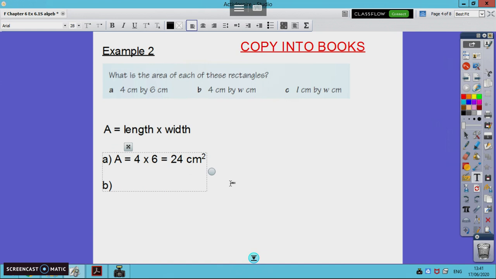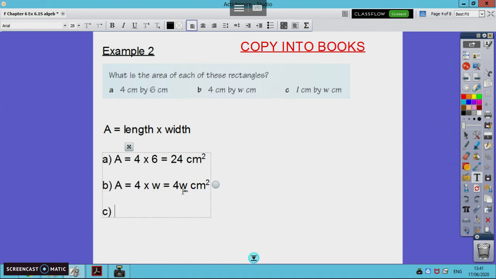Part B. Now look, we don't know what the width is. 4 times W, we don't know what that is. So we've got to find an algebraic expression or formula instead. So the area is going to be 4 times W, which we know is 4W centimetres squared. And that's it, that's the final answer. Because we don't know what W is, we can just leave it like that.